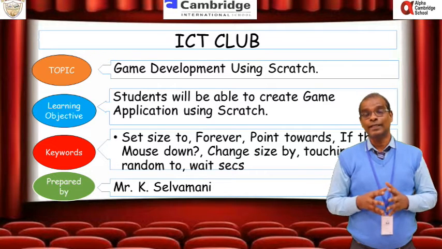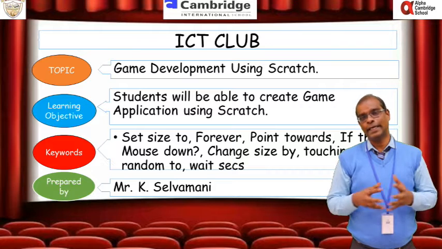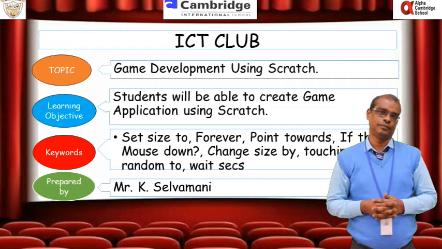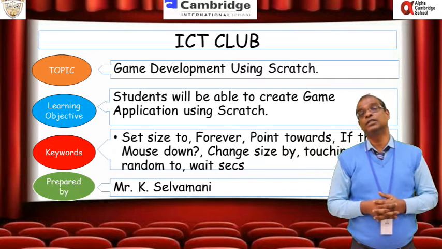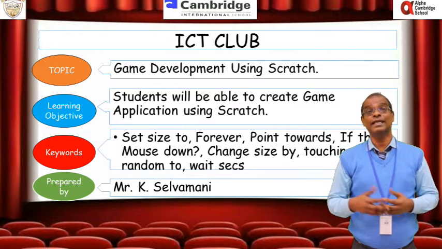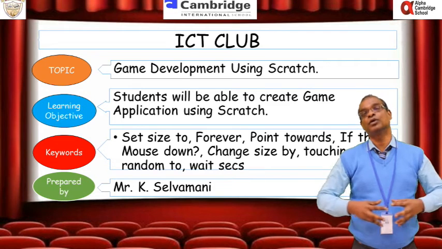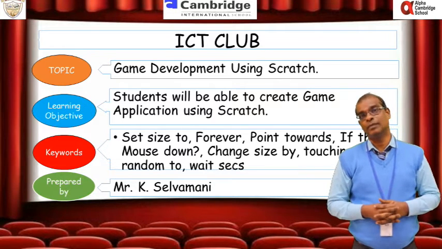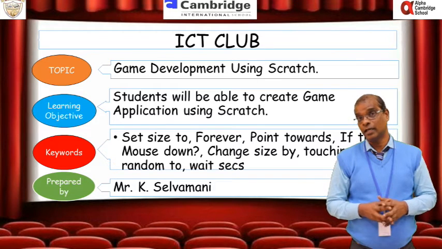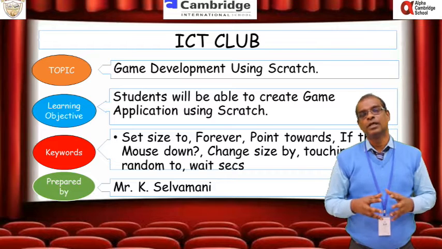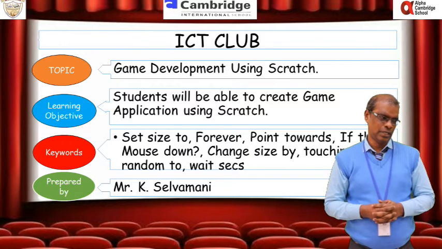Consider you are the cat. You want to catch or eat each and every fish. Whenever you catch a fish, the cat becomes a little bit stouter. Whenever it catches the second fish, it becomes still a little bit stouter. So at last, if the cat has eaten all the fishes, the game will be over. That is what we are going to create in this lesson.